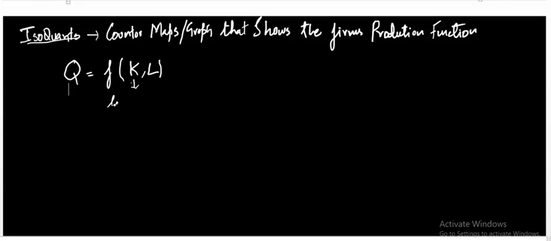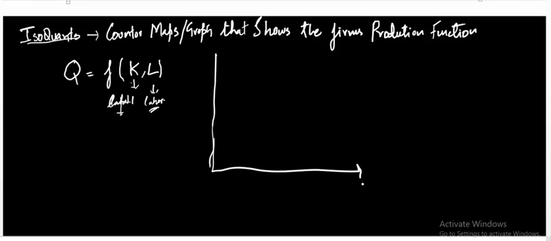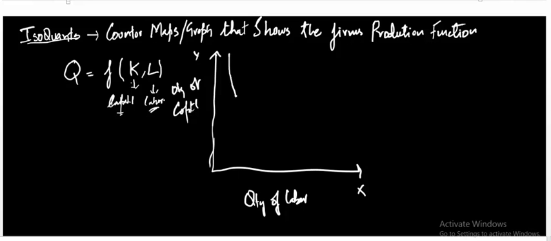One is capital, and L is labor. Now, what does this isoquant mean? It is similar to what the indifference curve means. Let me take the quantity of labor on the x-axis, and let me take the quantity of capital on the y-axis. If I draw a graph of the isoquant, it will be similar to our indifference curve.